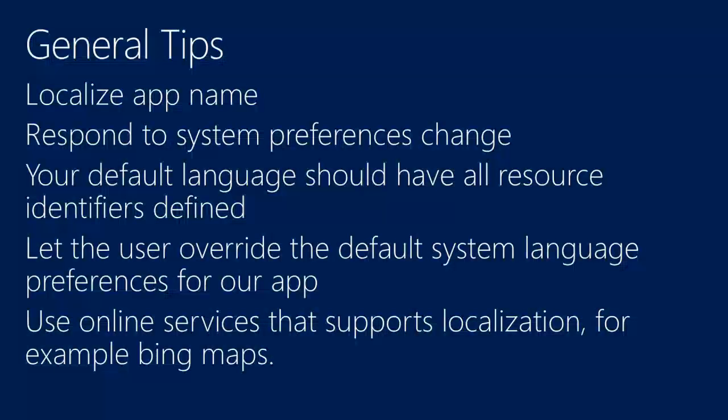So let's come to general tips. Always localize your application name and description. This will have great impact on your application, and it's very, very easy to implement. Just in the AppX manifest, instead of specifying the name, you specify ms-resource: the resource ID, and that's it. Your app name will be localized. It's a very simple thing to do, but it will have great impact on your application.